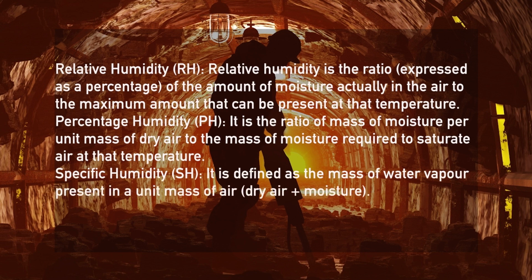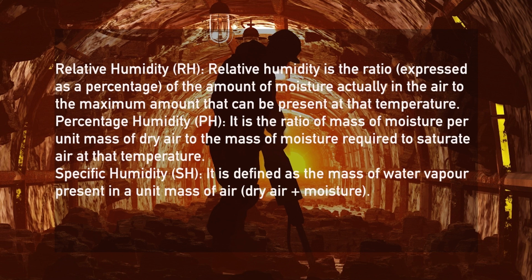Percentage humidity is the ratio of the mass of moisture per unit mass of dry air to the mass of moisture required to saturate at that temperature. It is different from moisture content because it is the mass of moisture per unit mass of dry air to the mass of moisture required to saturate air at that temperature.